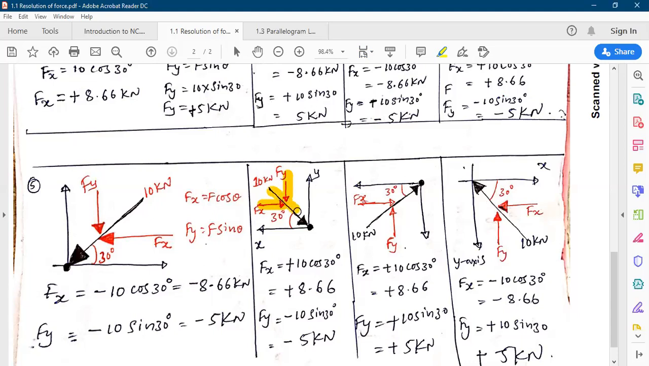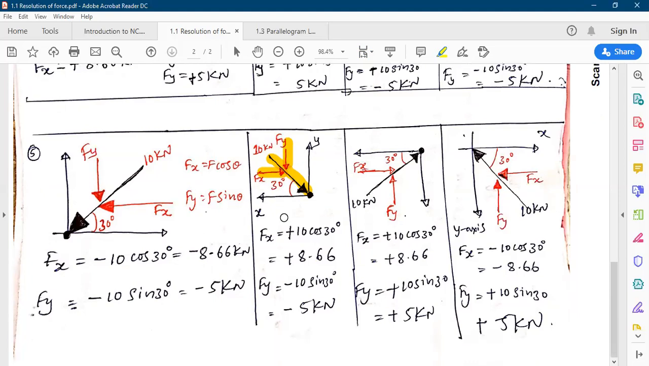If the force is acting in this direction, it can be projected onto the x-axis. So you can see that the arrowhead is acting rightwards. Similarly, the 10 kilonewton force can be projected onto the y-axis. So that y component is acting downwards. So Fx is equal to 8.66, positive since the x component is acting rightwards. Similarly, the y component is acting downwards, so it is taken as negative.